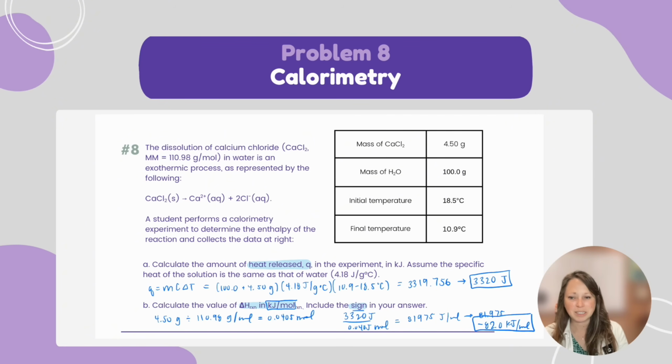Also, our temperature decreased, right? So knowing that, that would also automatically give us that negative Q value, and we know that our delta H is going to be negative here.